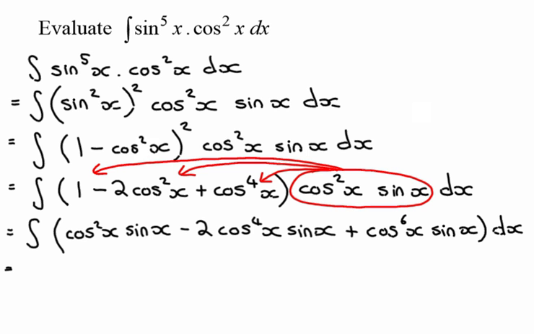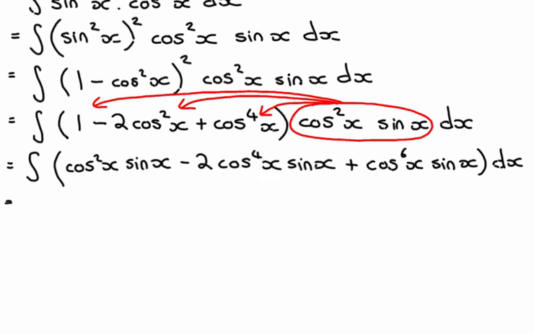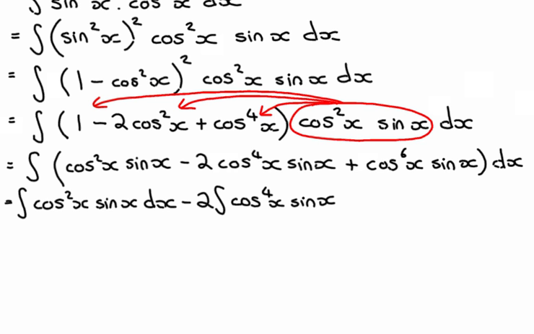You don't have to show both of these steps, but I'm going to show them. That integral then gets split over that minus and that plus. So it's the same as the integral of cos squared x sine x with respect to x, minus, I can take my constant out, 2 times the integral of cos to the power of 4x sine x with respect to x. Let's see if we can squish this last one in, plus the integral of cos to the power of 6x sine x with respect to x.